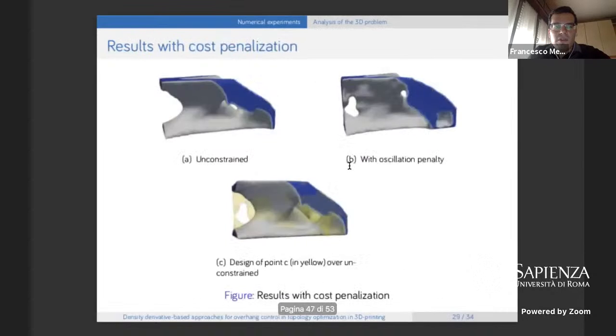The same applies with the cost penalization, and also in this case, we have an unconstrained design. Unconstrained meaning regarding oscillations, we still have the PUP constraint. When we apply the oscillation penalty, all this oscillating part is replaced by a pillar, and a similar situation happens also on the left part of the design.